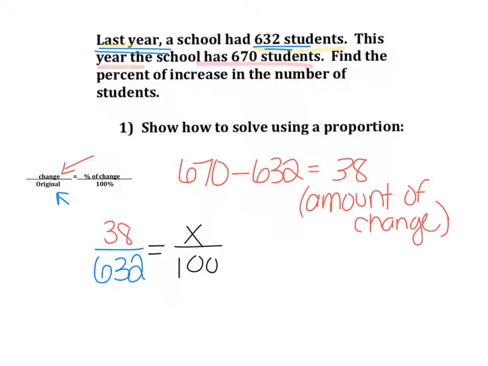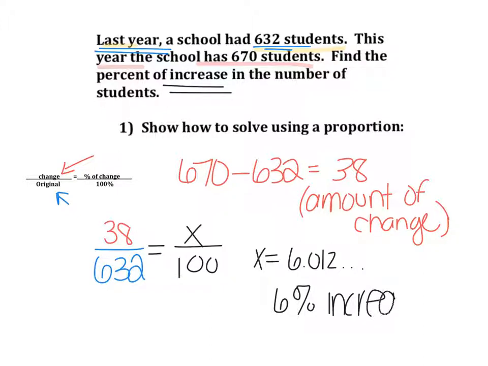And so I'm just going to use my proportion, cross multiply here to figure out what we get for our answer, and x equals, I see it says 6.01265, kind of keeps going here. So I'm going to round it to the nearest whole number on this one. Let's say this is a 6%. Now we need to say if it's an increase or a decrease. Well, we went from 632 to 670, so that's a 6% increase in the number of students.